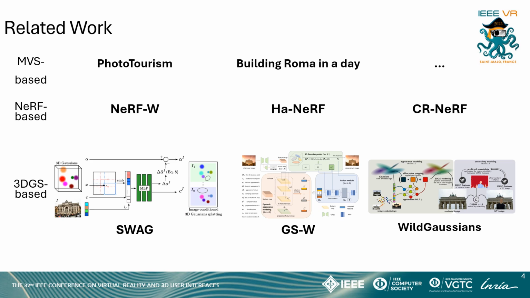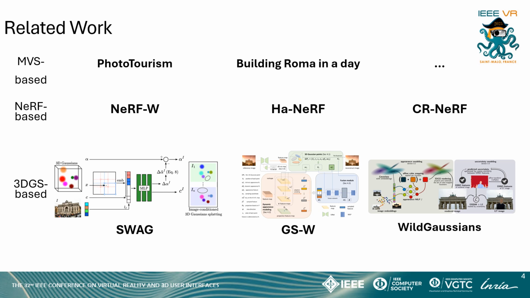NeRF-W first used generative latent optimization techniques to learn an appearance embedding for each image, to handle appearance variation. Subsequent works, such as Ha-NeRF and CR-NeRF, have extended this approach by training an appearance encoder from scratch, leveraging deep learning networks such as attention modules and convolutional neural nets.